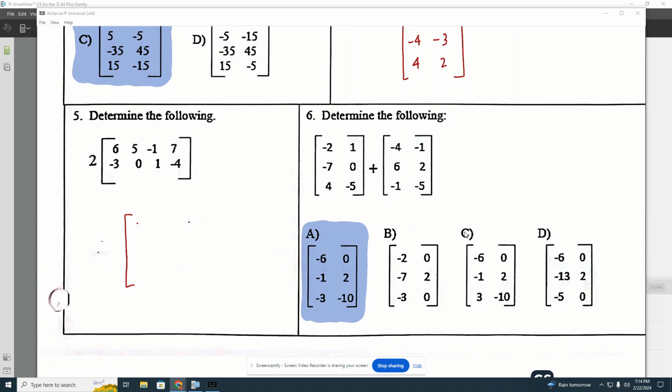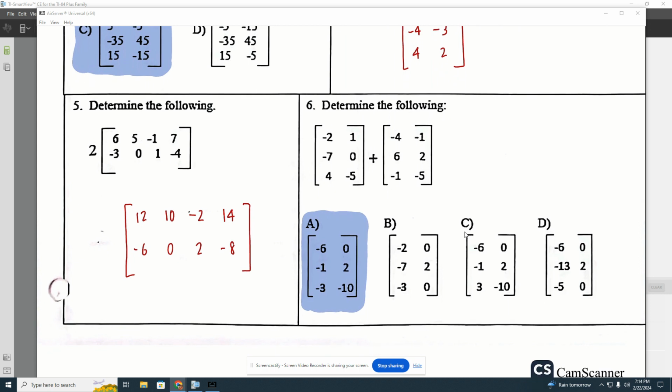So 2 times 6 is 12. 2 times 5 is 10. 2 times -1 is -2. 2 times 7 is 14. 2 times -3 is -6. 2 times 0 is 0. 2 times 1 is 2. And 2 times -4 is -8. I know you can do those without calculators. Same will be true for the test. So no problem. Number 6, of course, you're just adding.